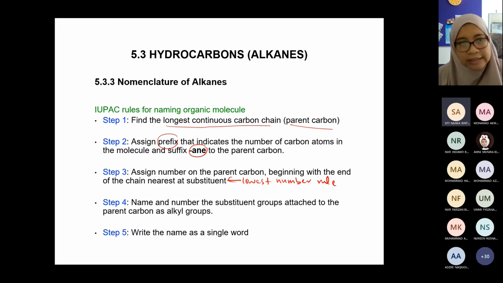Methyl, propyl, ethyl, what else? Pentyl, and so on. Okay, so you can identify this propyl group is located at which carbon number? Carbon number 3. Okay, so it is propyl just now. And then finally, write the name as a single word. Of course, you have to consider commas and hyphens, those kinds of things.